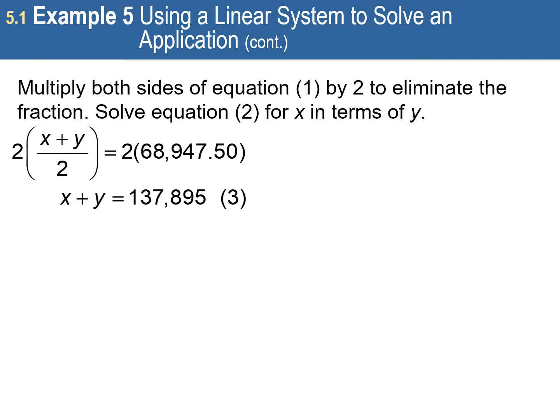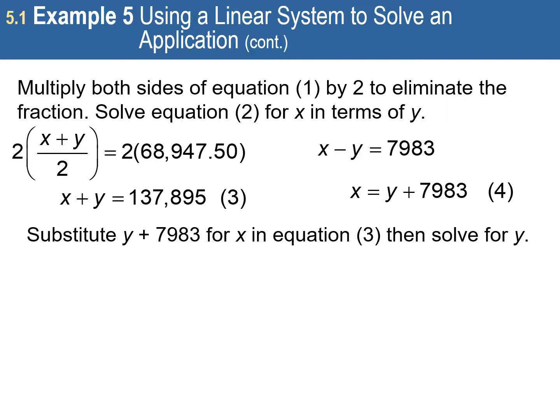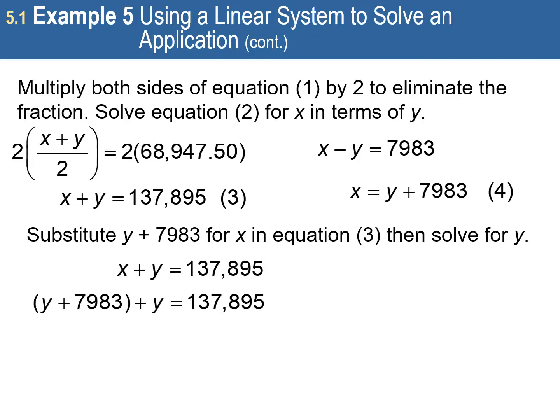Okay, so equation 3 is X plus Y is 137,895. We also have the equation X minus Y is 7,983. So if we solve this one for X and substitute in, we can solve for Y, and we get that Y is 64,956.